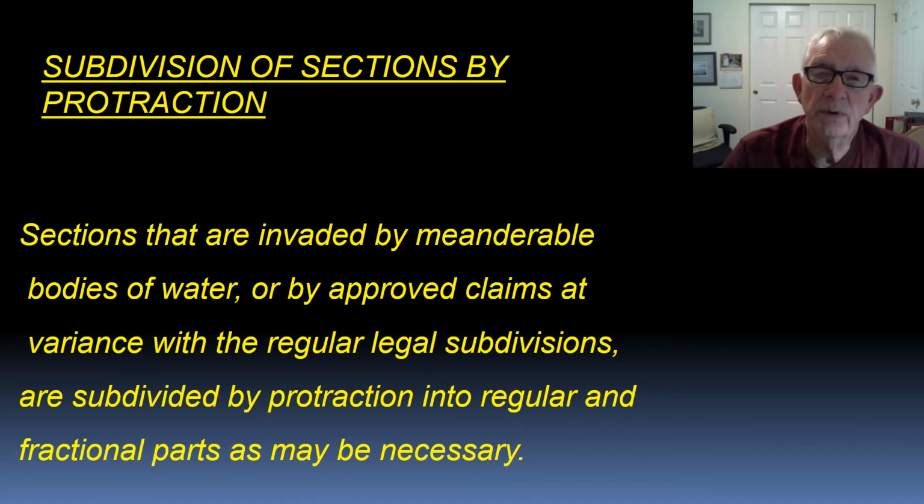So again, if we run into these situations, we're still going to subdivide our section mainly by protraction. That's what the draftsman would do in the office, subdivide the section to create as many aliquot parts as possible. And where they cannot create an aliquot part, they would create a government lot because it would be fractional, it wouldn't be aliquot.